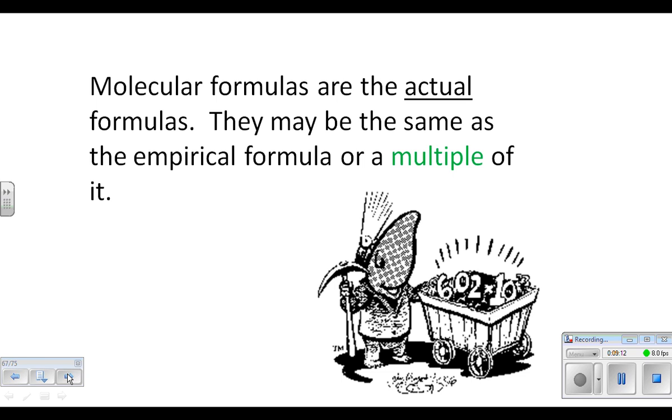So let's talk a little bit about molecular formulas on the flip side of that. Now, molecular formulas are what we call the actual formulas. They're not always the lowest whole number ratio, but they might be. So they may be the same as the empirical formula, or they may be, like I said, a multiple of it.